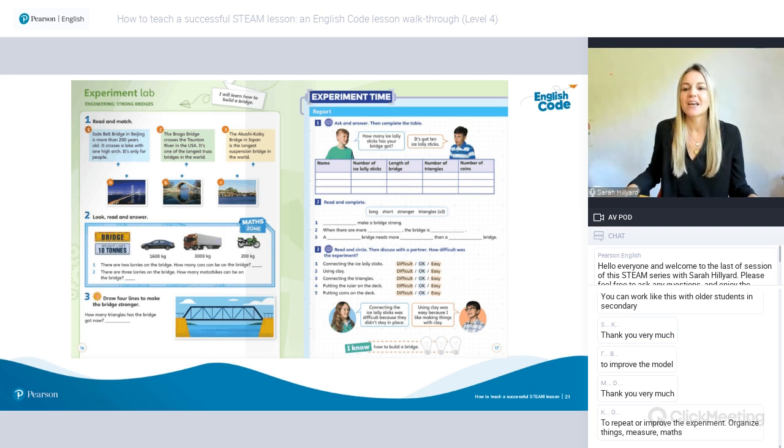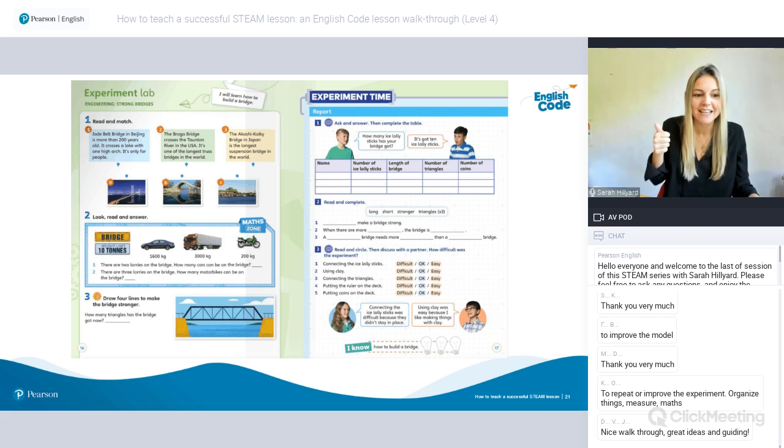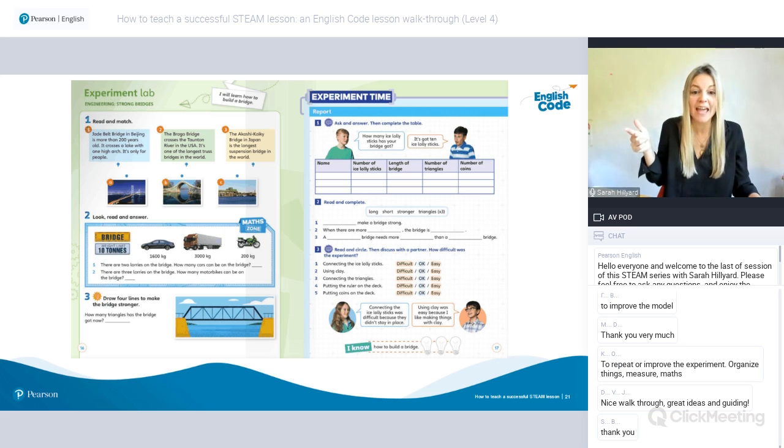Lovely. So you've got self-reflection as well in the activity book. It says read and circle, then discuss with a partner how difficult was the experiment. So you're going to have your learners reflecting on the experiment. Things like connecting the ice lolly sticks. Was it difficult? Was it okay? Was it easy? Using clay. Was it difficult? Was it okay? Was it easy? Connecting the triangles, the same. So they've got a little reflection at the bottom.